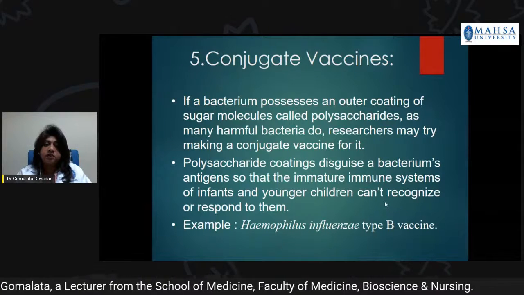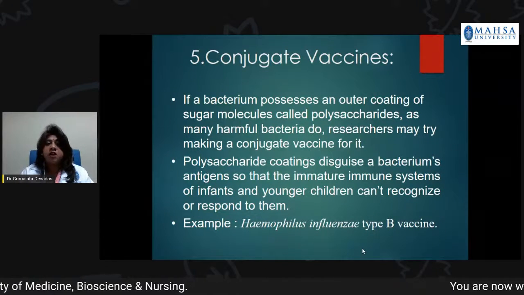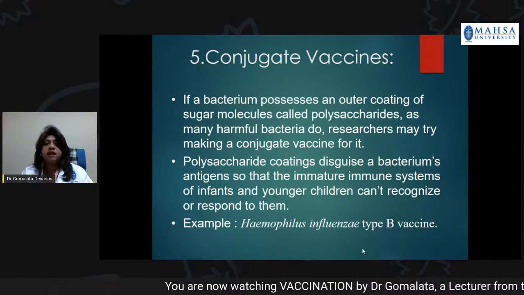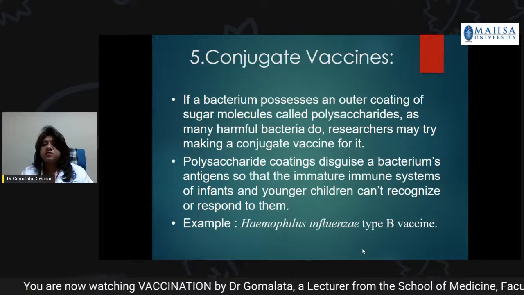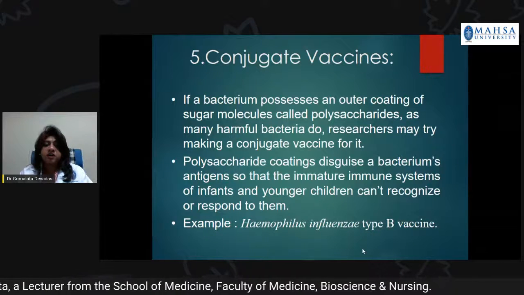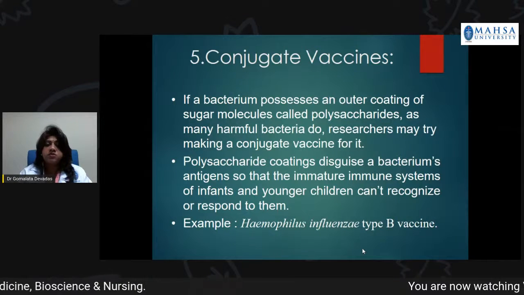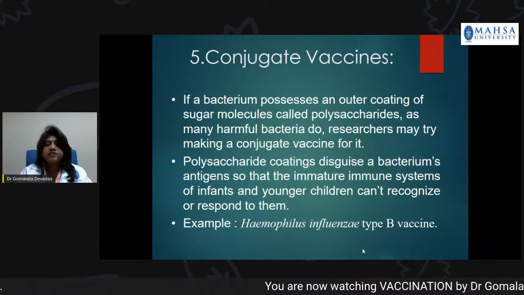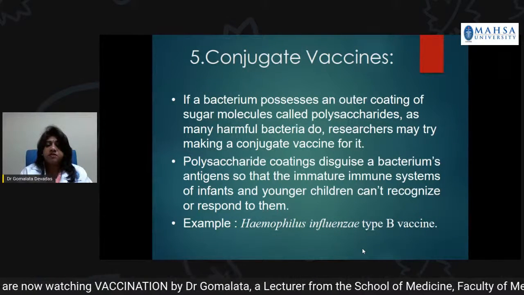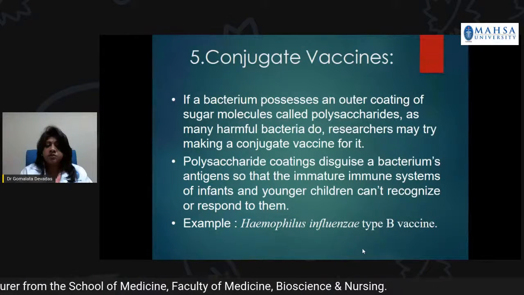Number five, I can say about the conjugated vaccines. A bacterium has an outer coating of sugar molecules called polysaccharides, as many harmful bacteria do. The researchers may try making this vaccine, and then the polysaccharides are coated with the bacterium antigens. The immature immune systems of infants and younger children can't recognize or respond to them. So this type is the Haemophilus influenzae type B vaccines.